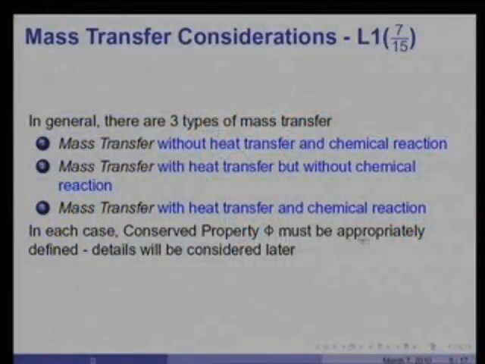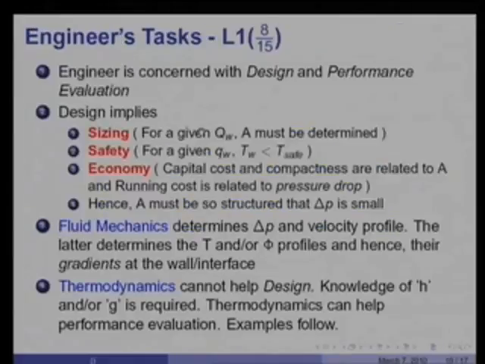So in each case, of course, conserved property phi must be appropriately defined, and we shall be considering these aspects as we go along. It is very important to recall the main task of an engineer. The engineer is concerned with design and performance evaluation of practical heat transfer equipments.